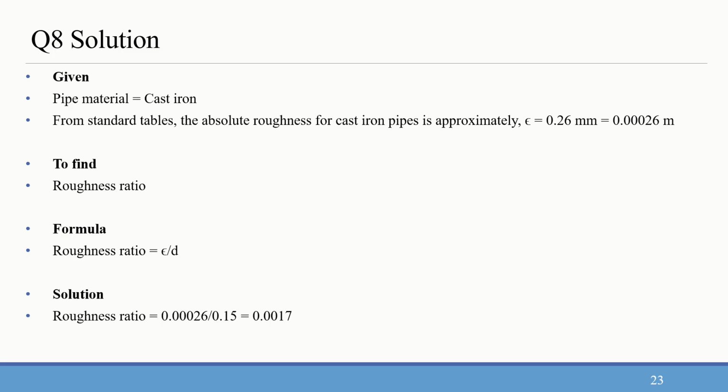So the solution is straightforward. Roughness ratio is equal to 0.00026 divided by 0.15, which is 0.00173.